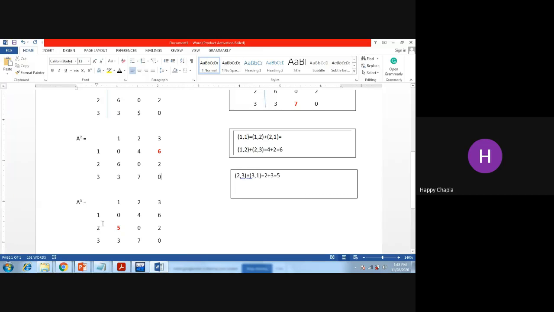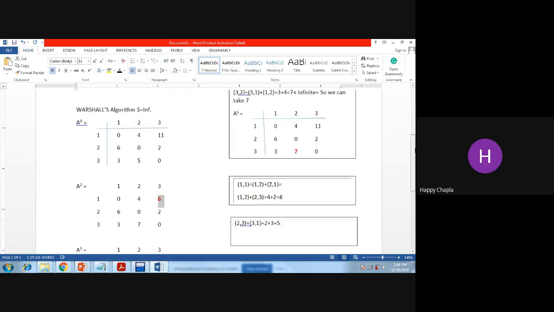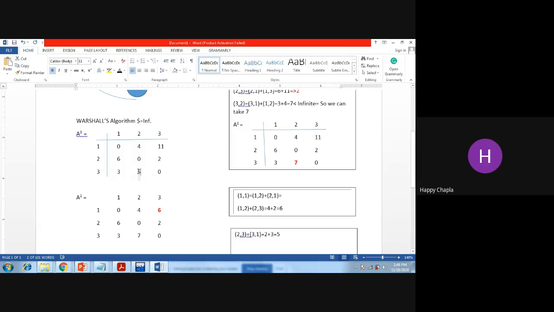If you want to find the path from 1 to 2, you need to take that value from this only. Why? Because this is already updated. If you are trying to see it in this A0, this is infinite, but here we have a 7, that is the minimum value. So the answer may be changed. So every time you need to see the A of k minus 1 table to find the new table.